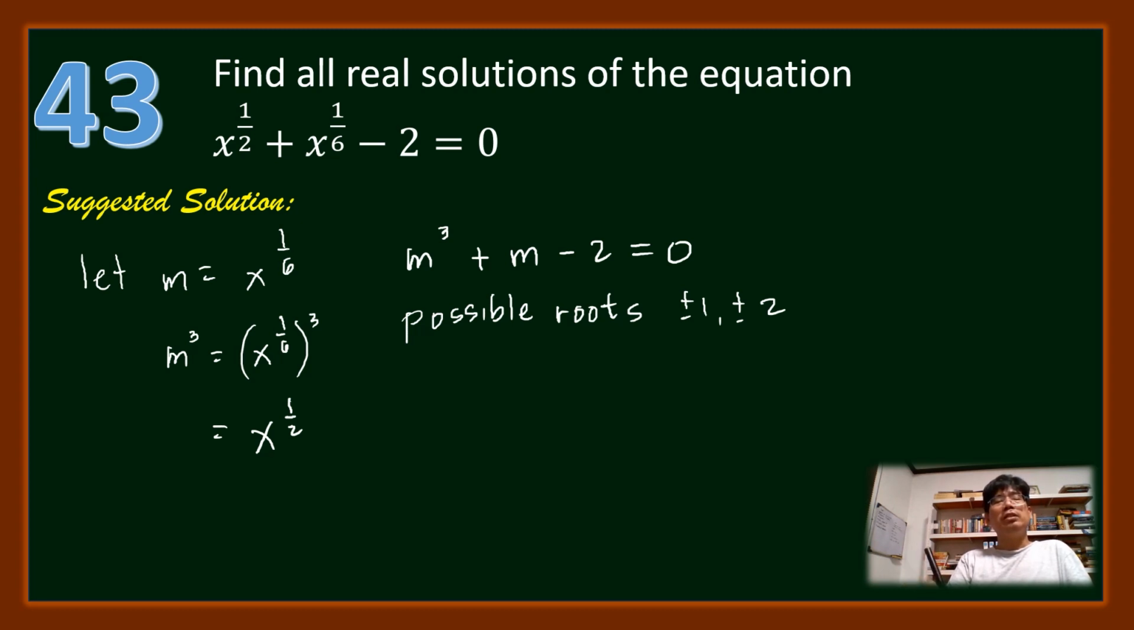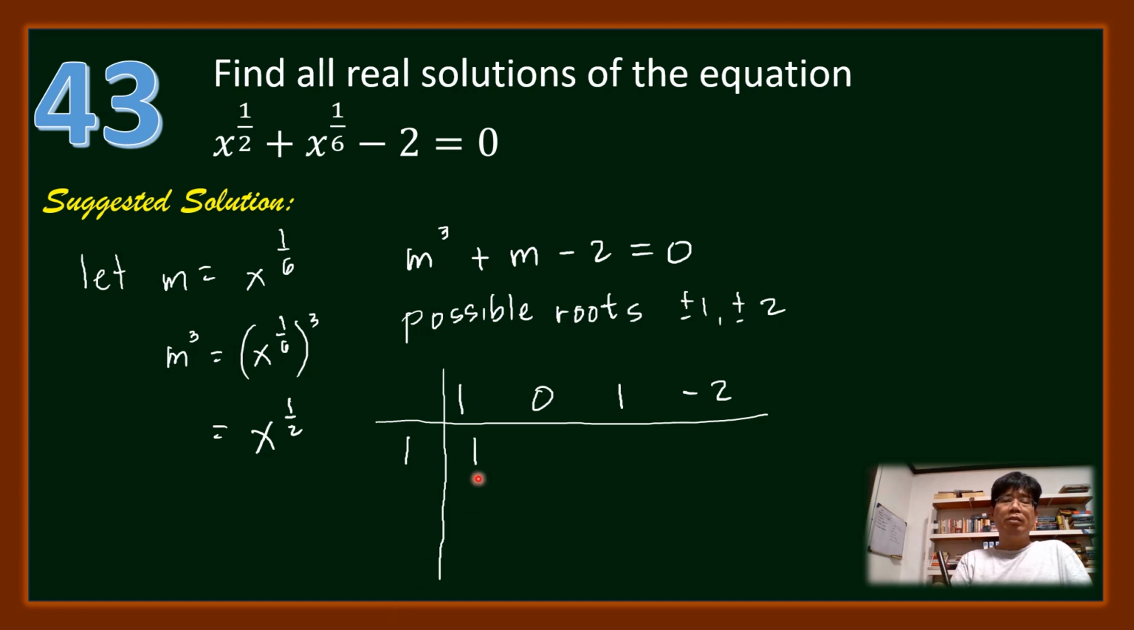Let us use synthetic division. So we have 1, 0, we do not have m squared, 1, negative 2. Let us begin with positive 1. So we bring down 1. 1 times 1 is 1 plus 0, that is 1. 1 times 1 is 1 plus 1, that is 2. Then 2 times 1 is 2 plus negative 2, that is 0. Hence, 1 is a root of m cubed plus m minus 2 equals 0.